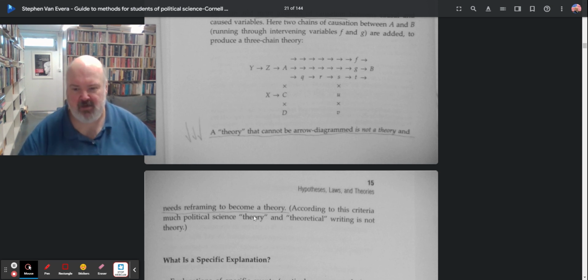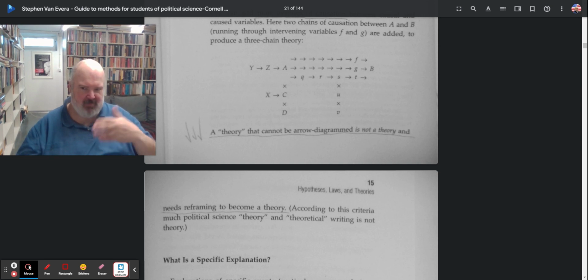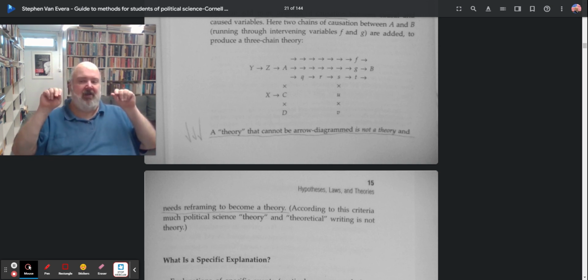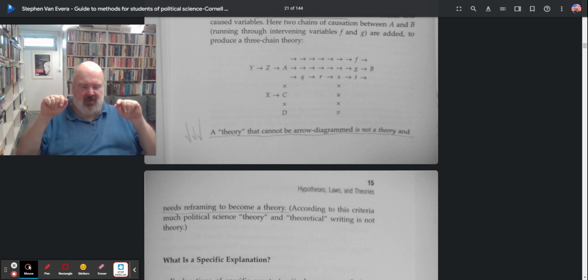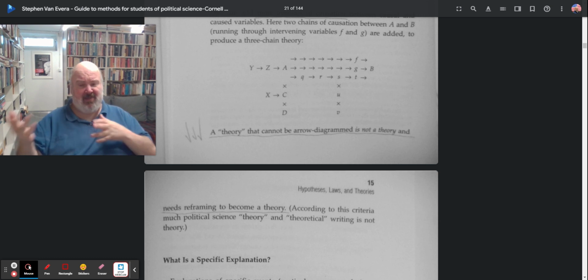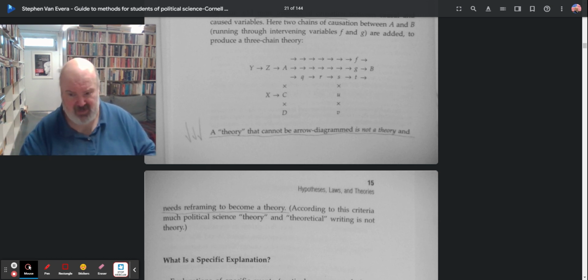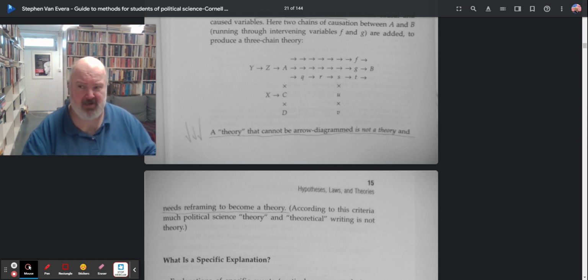According to this criteria, much political science theory and theory writing is not theory. Right? In other words, if you can't diagram it, you can't make it a simple diagram. In fact, this is the difference between political theory, as we know, political philosophy, and political ideas. A lot of it is about justice and claim. But I'd argue even that is making a claim about something, and if you thought about it and carefully did it, it is making a claim about something.